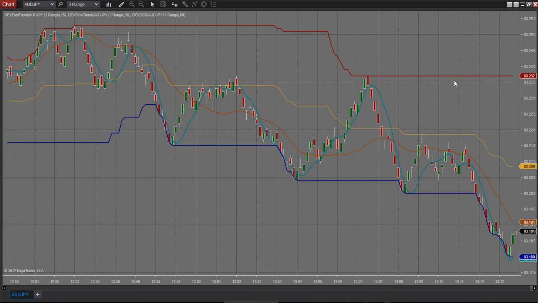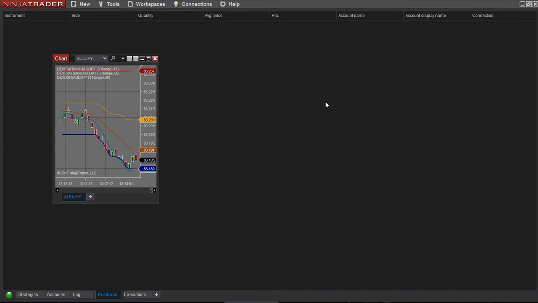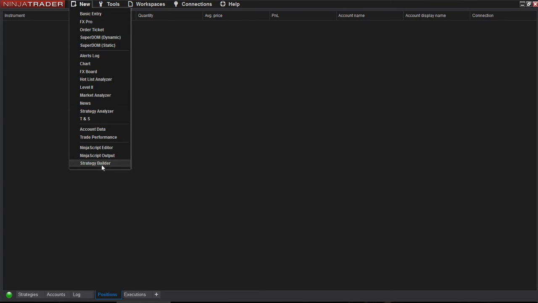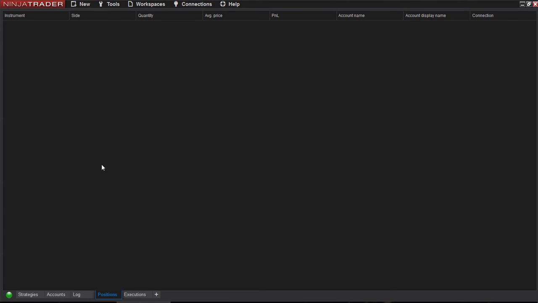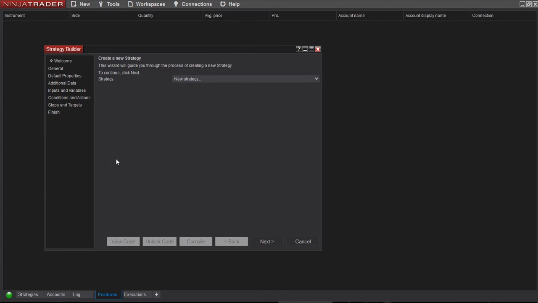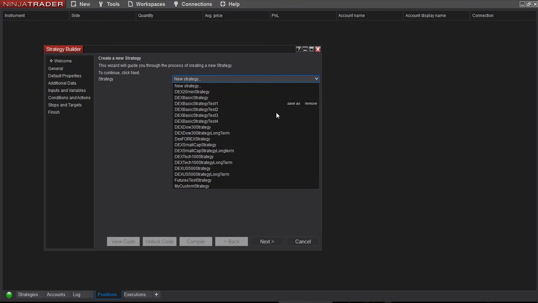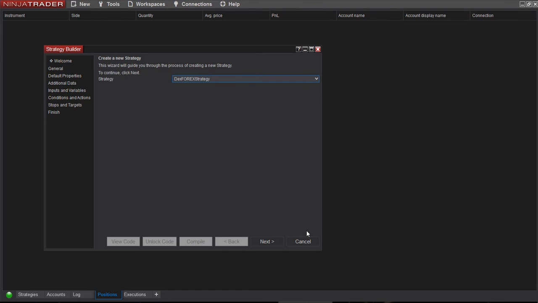We've already added our DEX dynamic support and resistance, our DEX fast trend, and our DEX slow trend. We've already got those on. And so we're going to go back to building our strategy. We started one, and so we're going to add some things to it. So we're going to go to New, Strategy Builder, even though you still use New even though we're editing it. So now we're going to find our strategy, and we called it the DEX FOREX Strategy. Okay, so we're going to double click on that.